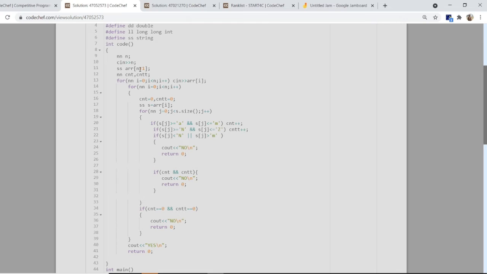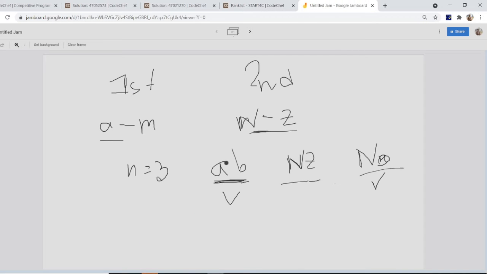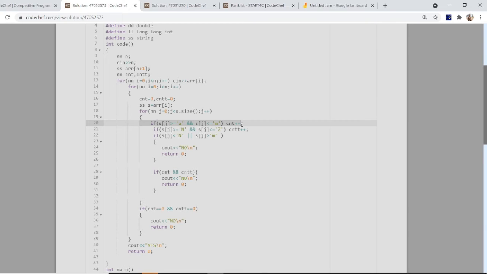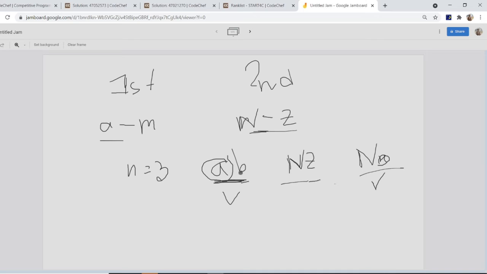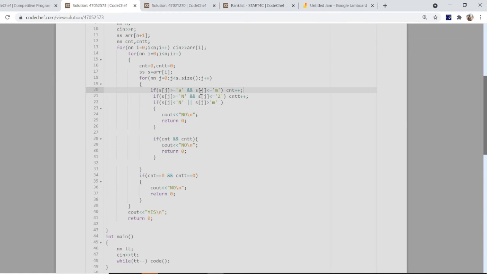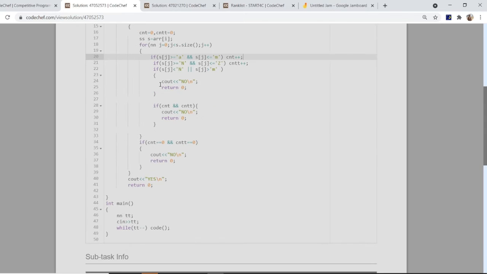At first I take an array that contains the words, and I take two variables, and after that I scan the words. Then I check each word. At first I check a single word. In this word, if the alphabet, here you can see the alphabet is a, this character fulfills this condition, so the CNT value increases. After that I take b, and it is also under this condition, so the value of CNT is also incremented. After that I check this condition.